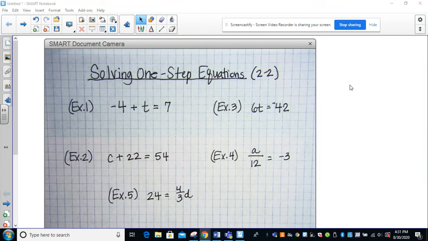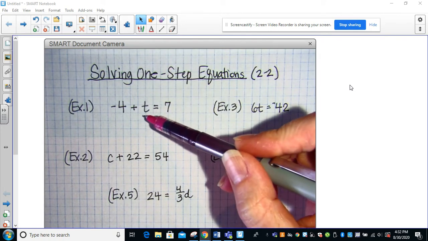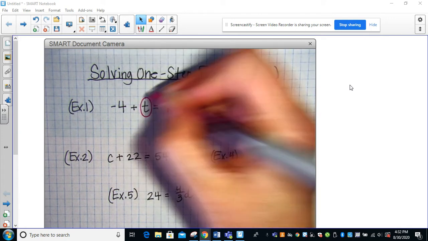Today I'm going to do a quick review of one-step equations, solving one-step equations. This should be fairly simple. If you want to pause the video now and try some of these, or pause as I'm doing them to check yourself, that's fine. So here we are trying to get t by itself, solving for t.